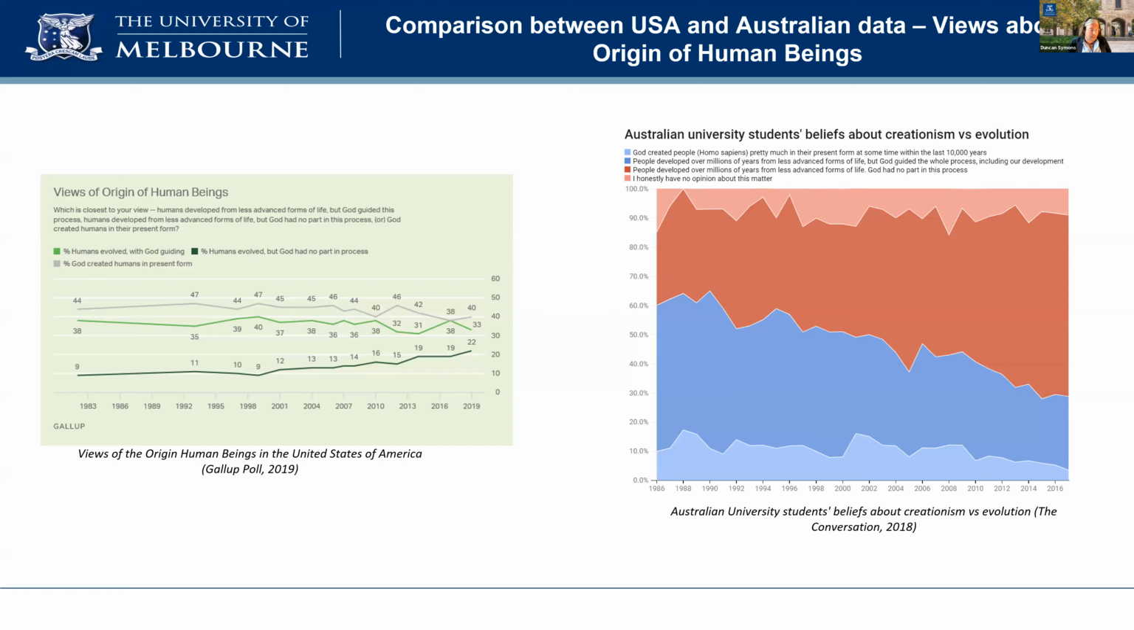But it's just interesting to see how views on the origin of human beings have changed from 1983 in this US poll through to 2019, and then in this one we've got 1986 to 2016, because 2016 is the last census data that we have available to us. I did look for the 2021 census data, but it hasn't been made available yet. All I really wanted to point out was this band here within the Australian university students: between 1986 and 2016, there's been a vast increase in the number of Australian students who believe that people developed over millions of years from less advanced forms of life. God had no part in this process.